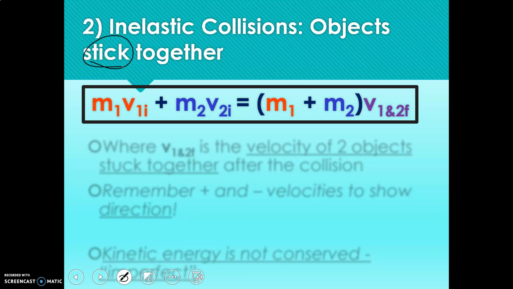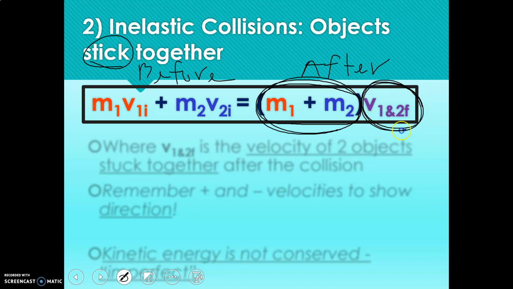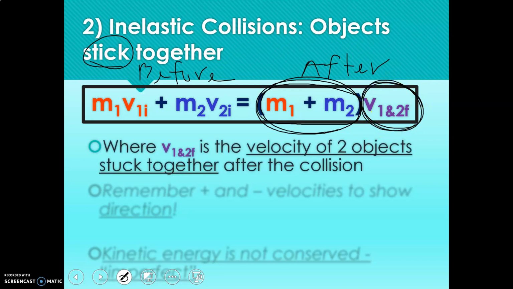So you'll notice that the equation looks a little bit different. The left-hand side looks the same as before. So your before is the same. However, your after part of your collision is obviously different because the objects are sticking together. So this part is where you add the masses, because the masses are sticking together. And then their final velocity is being multiplied. So V1 and 2F is the final velocity of objects 1 and 2 stuck together after the collision.